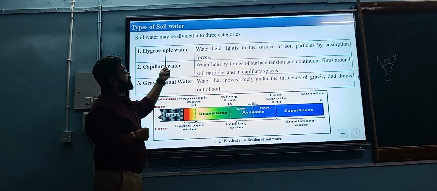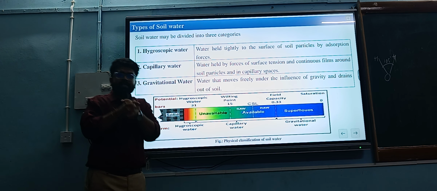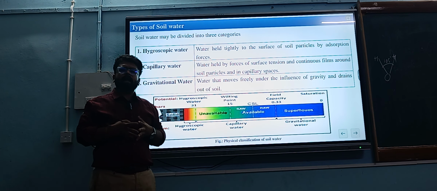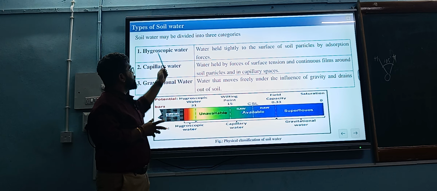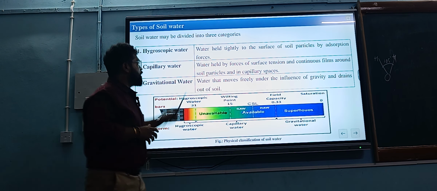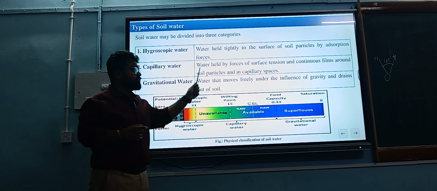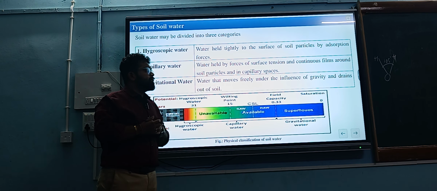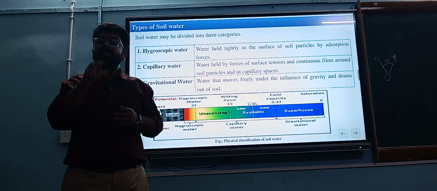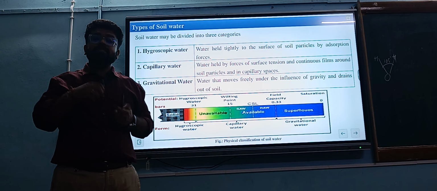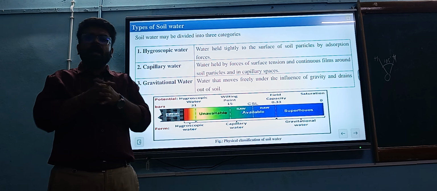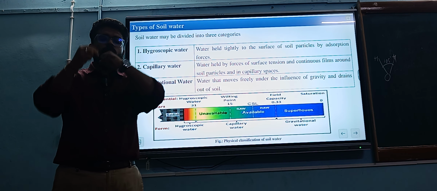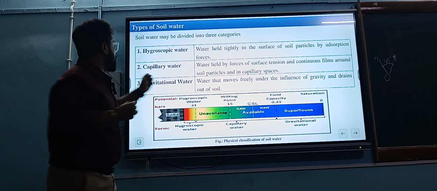As the name indicates, hygroscopic water is held very tightly between the soil particles and it is very difficult for a plant to absorb this water. Next, capillary water. Water which is held by the force of surface tension as a continuous film around the soil particles, in the capillary space. The water which is generally present in the micropores is available for the plant to uptake, and it is present in the form of a film around the soil particle. If this is a soil particle, water is present as a film around it. We call it capillary water.